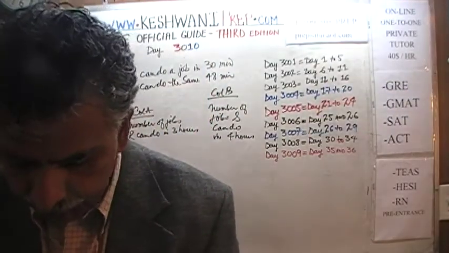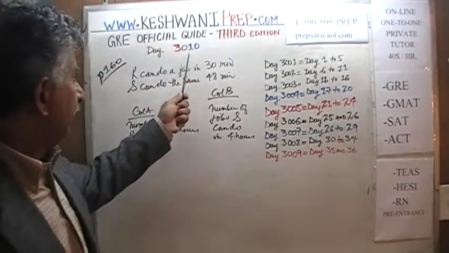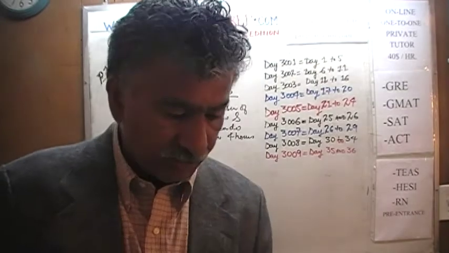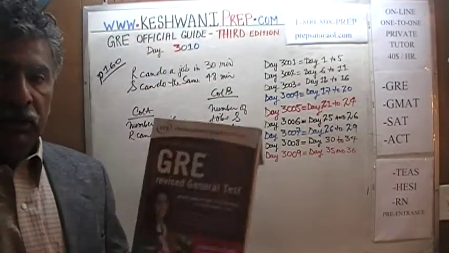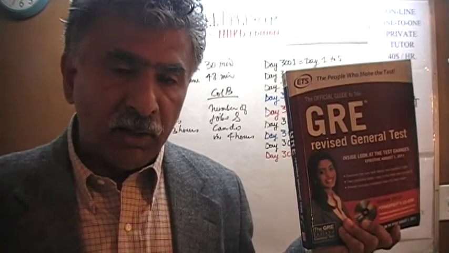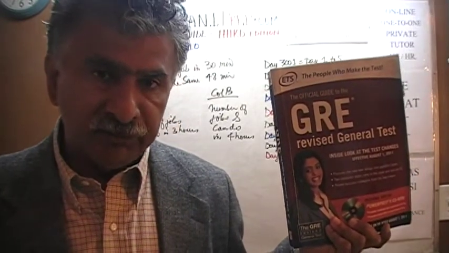Today is our lesson number 10. Lesson number 10, it says 3010. The 3 indicates the fact that we are in the third edition. If you're interested in watching the original solutions, the exact same problems that we're going to do today appeared in the first and the second edition.